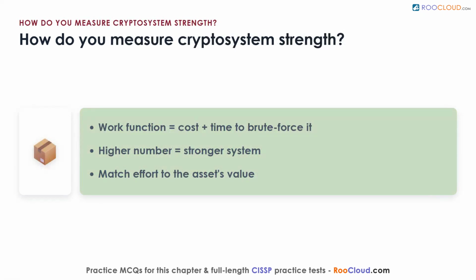How do you measure how strong a crypto system really is? You measure its work function. The work function is the cost and time an attacker would need to break the system by brute force, trying every possibility. The stronger the system, the higher that number climbs. The smart move is to match the work function to the value of what you are protecting. If data loses all value in a week, you only need protection that outlasts the week. Guarding a lunch menu with the effort you would spend on state secrets is simply wasted money.